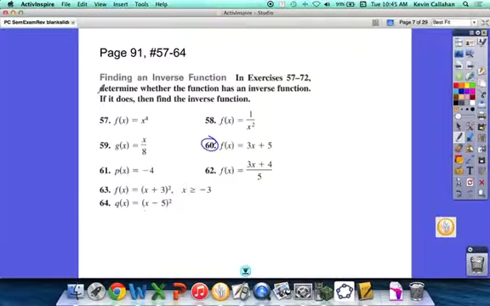For example, x to the fourth looks like that. It does not pass a horizontal line test. 1 over x squared looks like that. That doesn't pass. But a linear function, it passes.